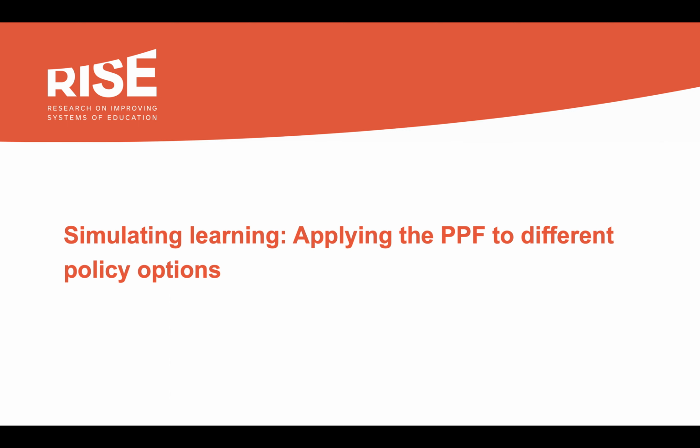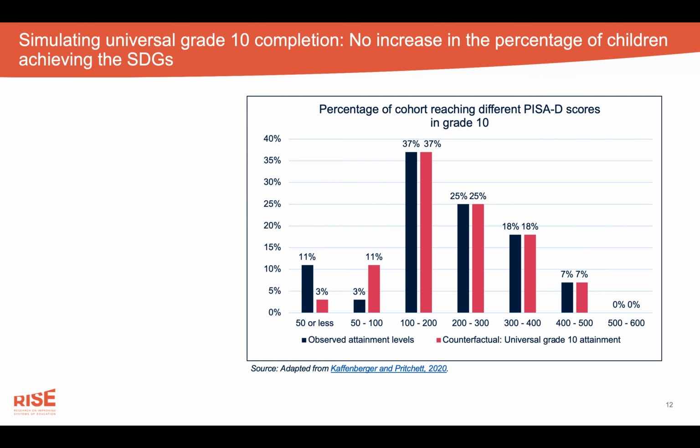Now, we don't only just want to look at the parameters, but look at what we can do with simulating learning in practice. And Michelle Kaufenberger and Lant Pritchett have used this same PISA-D calibration in their PPF to simulate a range of counterfactual policy scenarios. The first is coming from this problem that countries very often don't estimate how much expanding access would do for learning goals. And so they asked the question, well, how much would currently non-enrolled children gain from additional schooling? And simulated what would happen if we had universal grade 10 completion.